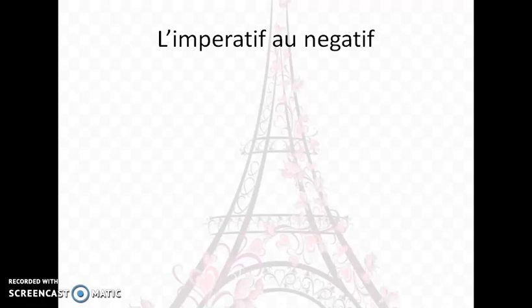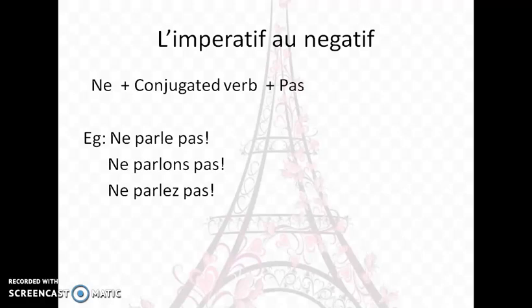Now moving on to the imperative negative. So how to form the imperative negative? So far we were seeing the imperative affirmative. Moving on to the imperative negative. So the word order for forming the imperative negative is ne plus conjugated form of the verb plus pas. So in that case, ne parle pas, ne parlons pas, ne parlez pas, which means don't speak, let us not speak, don't speak.